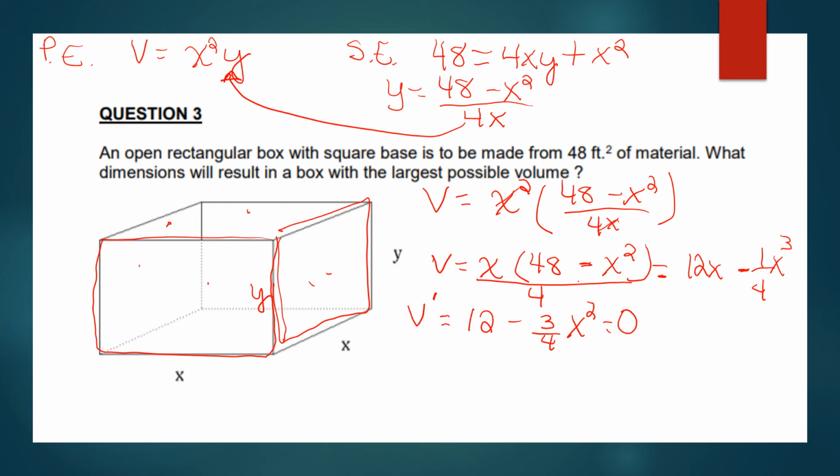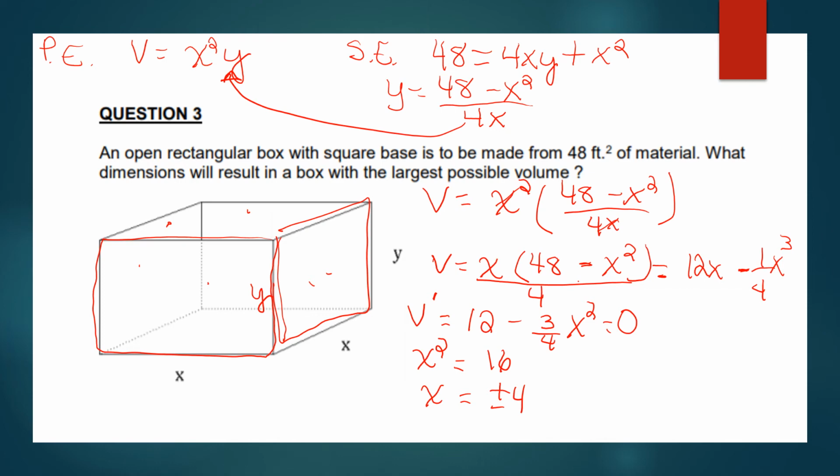So x squared is equal to 12 multiplied by 4, which is 48 divided by 3, 16. Check my math, please, which makes x equal to plus or minus 4. Now, we don't deal with the negative 4 because x is a length, so negative 4 is outside of our domain. So we get x is equal to 4.